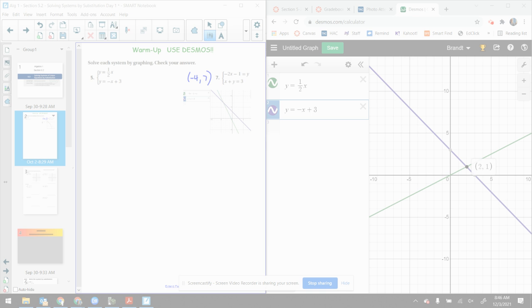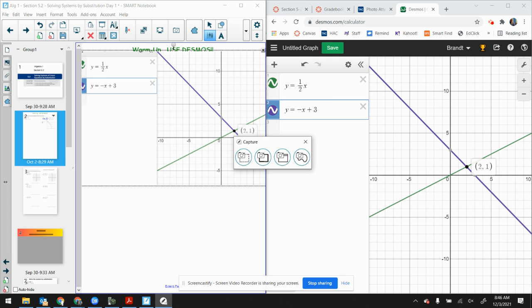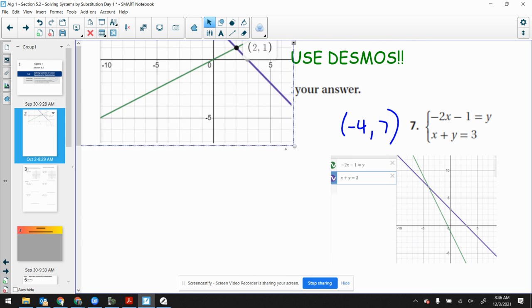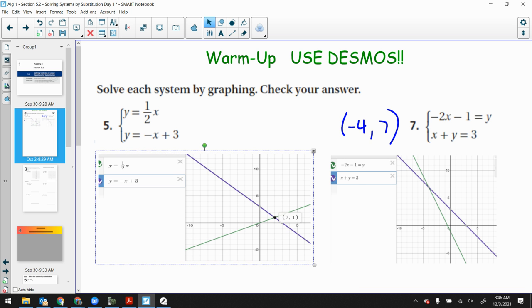I hope you guys would all agree that solving using Desmos is really convenient. I'm really surprised that the state allows you to use this on the end of course test. But they do, and that's awesome. Take advantage of it. So we've got 2 comma 1 and negative 4 comma 7. Again, the keys are in the binders for the graphing problems, but I hope I don't need to go over any of those. I hope not, because honestly, they're quite easy when using Desmos. Just plug it into Desmos and then solve.